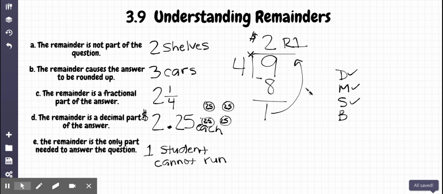So with this one equation, we're able to look at this remainder in 5 different ways, whether the question is asking us, do we even need that remainder? Does the remainder have to be rounded up? Is the remainder going to become a fraction or a decimal? Or maybe the remainder is the only part of the question that it's asking us. So when you are reading through your word problems, it's really important that you're asking and thinking about what that means. So if you need more practice with this, then go back to the beginning of the video and watch it again.